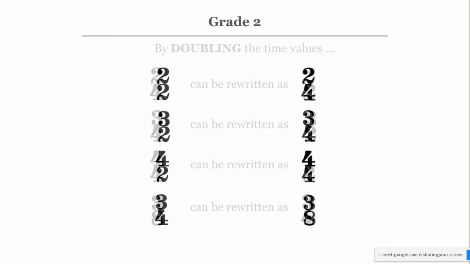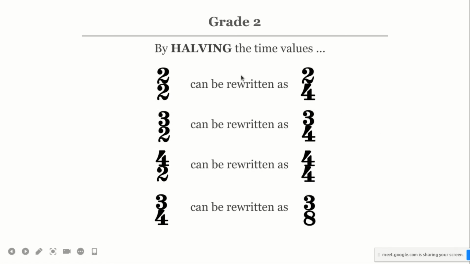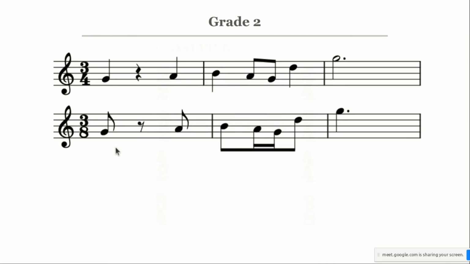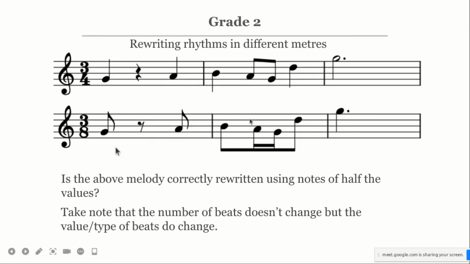Yes. And then by halving the time values of every note, 2/2 can be written as 2/4, 3/2 as 3/4, 4/2 as 4/4, and 3/4 as 3/8. Now, after this class, just go and look at these things for a while and then take time to meditate on them because they make a lot of sense. It's only that introducing a new type of beat might be tricky at times, but they make a lot of sense.